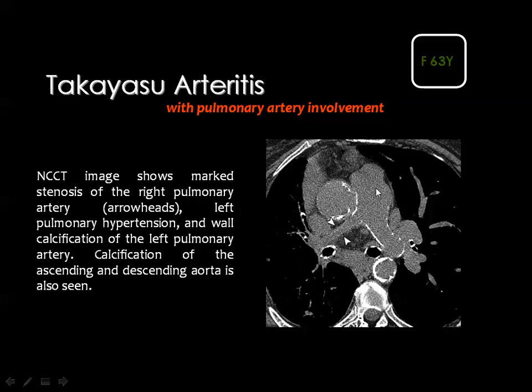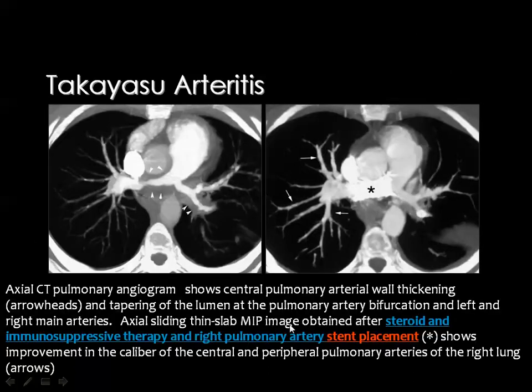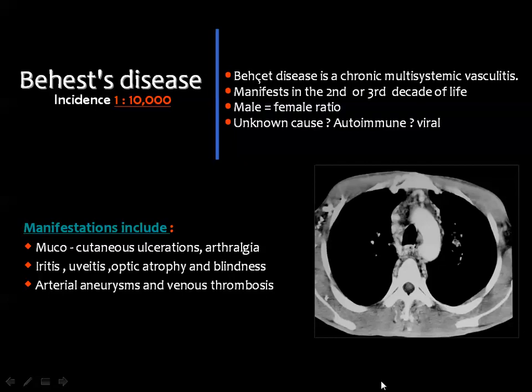The main trunk is good, and the left branch also looks of normal caliber, but the right main pulmonary artery is markedly reduced in caliber, as you can see here. And this is one of the ways to treat this type of arteritis: to place a stent in the narrowed segment in order to maintain the patency of the vessel lumen. This disease also needs the help of steroid and immunosuppressive therapy, and you can see the stent as I have mentioned.